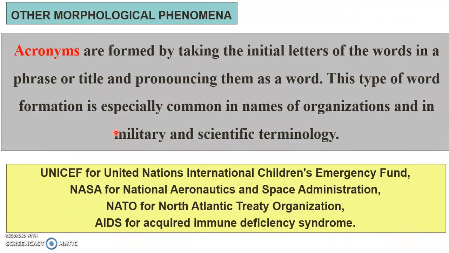Then we have acronyms, the same in Spanish, formed by taking the initial letters of the words in a phrase or title and pronouncing them as a word. That's very important for an acronym. So we say UNICEF, NASA, NATO, AIDS. This type of word formation is especially common in names of organizations and military and scientific terminology. So think about acronyms in Spanish. One acronym that comes to my mind is the objectives, like SMART. The objectives are SMART: specific, measurable.